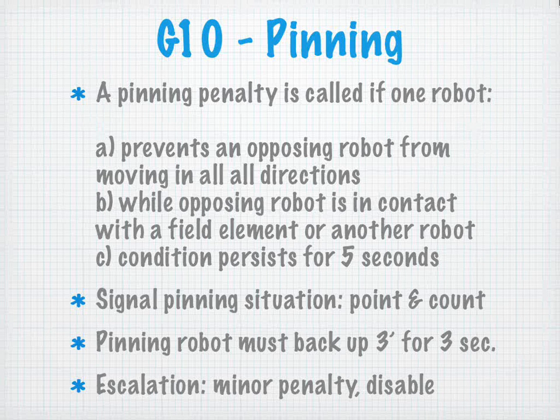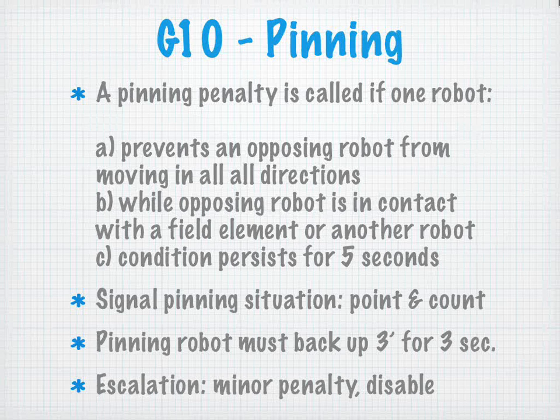And the way you do that is you point at the pinning robot, the offending robot, and then you very visibly count on your fingers, 1, 2, 3, 4, 5. Do a 5-second count, moving your arm up and down and extending another finger each time, so that the teams have a warning that they're in that situation. Now, if while you're doing that count, the pinning robot has to back up at least 3 feet, which is about 1.5 floor tiles, and stay 3 feet away for at least 3 seconds before moving back in to interfere with that other robot's motion.